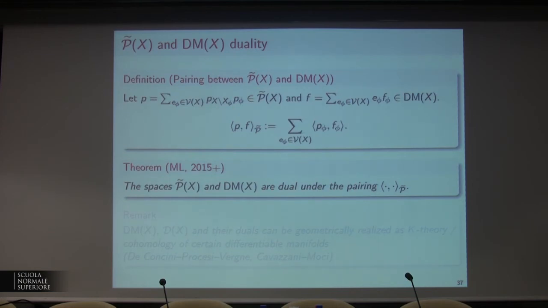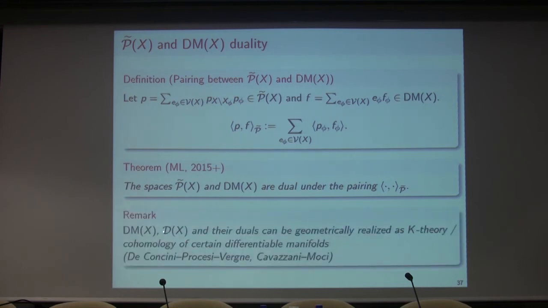We have the duality between the central P-space and the continuous D-space, and now there's also a duality between the periodic P-space and the discrete D-space. We define a pairing between an element, a sum of polynomials with some extra factor over the boundaries of the toric arrangement, and an element of the discrete Dahmen-Micchelli space, also polynomials with some factor. Then one can define this pairing as a sum over the vertices of the toric arrangement. We take the classical pairing that we had a while ago, and we obtain that these two spaces are dual.